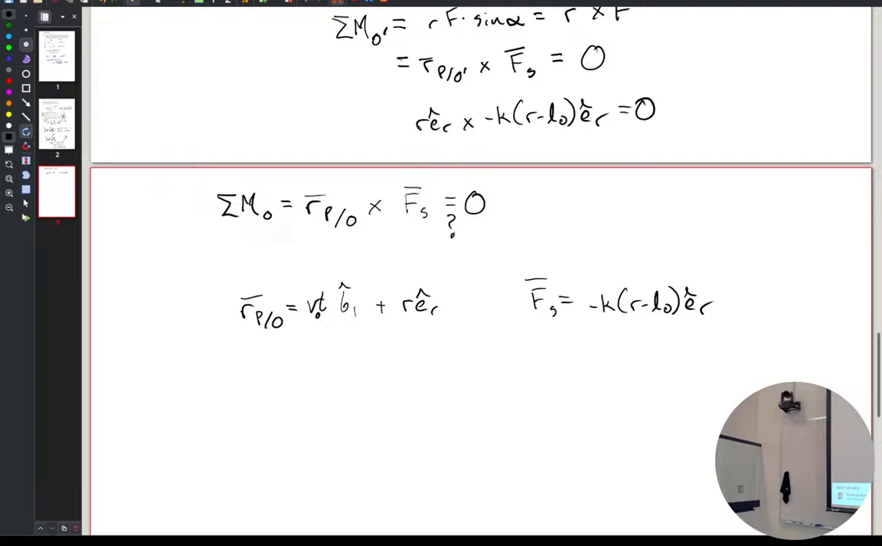Well, if the cross product is 0, it means the two vectors are in the same direction. So what is the direction? Where we were looking at R, they're both right. Now we're looking at here.